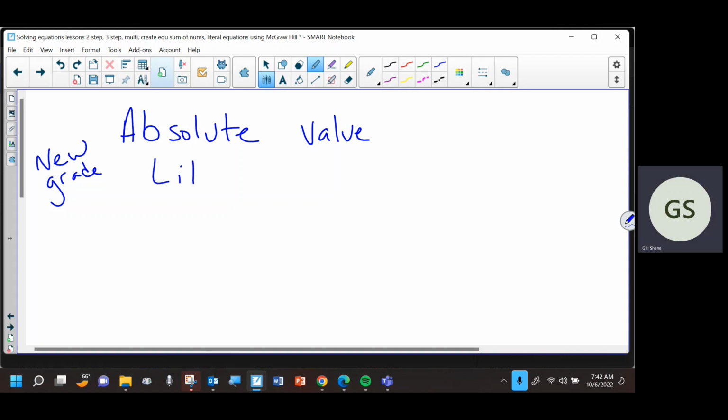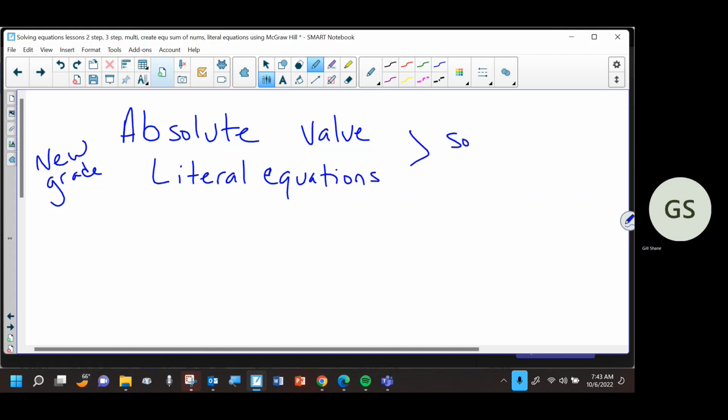And again, that's called literal equations. That's where you're just moving stuff around. And you're solving for variables in both of these. You're still solving for a variable.